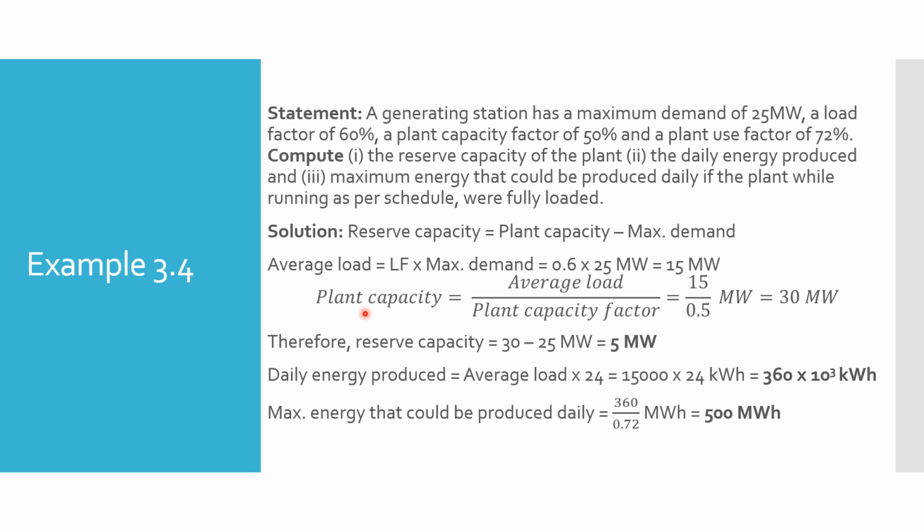So plant capacity, as we have derived this formula, is equal to average load divided by plant capacity factor, or plant capacity factor in effect is equal to average load divided by plant capacity. So you can find out from this average load and plant capacity factor, which is given to you, the plant capacity, that comes out to be 30 megawatt. So reserve capacity can be easily calculated now, 30 megawatts minus the maximum demand which is 25 megawatt. So 5 megawatt is the reserve capacity.